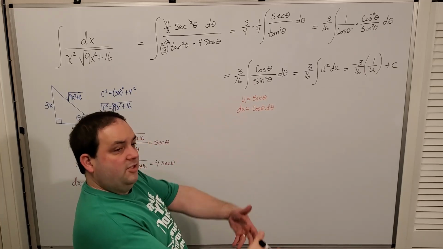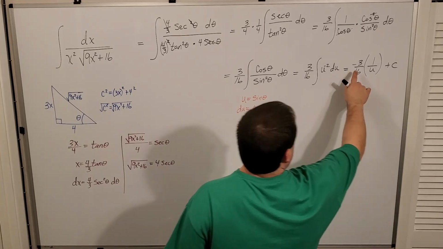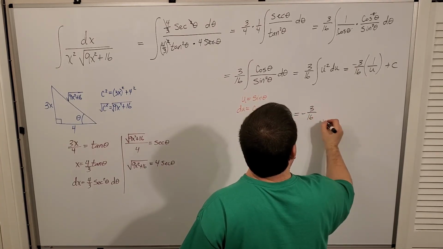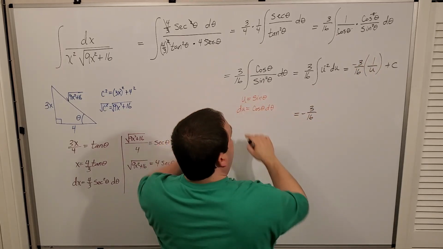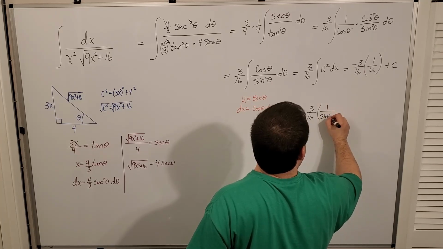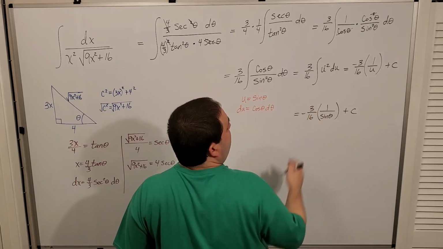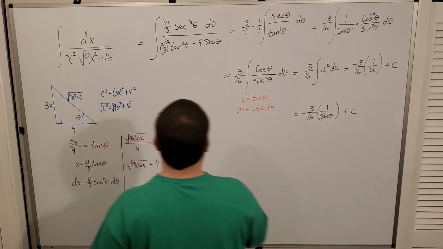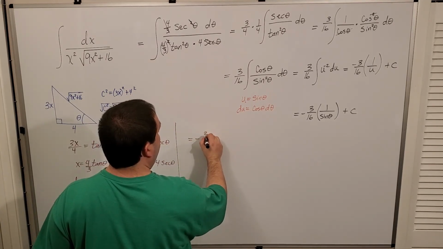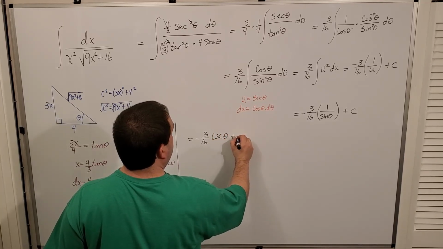Okay, so now let's start opening up the layers of the substitution again. So I've got negative 3/16, and then 1 over u is 1 over sine theta. 1 over sine theta is just cosecant theta, though. So I have negative 3/16 cosecant of theta plus c.